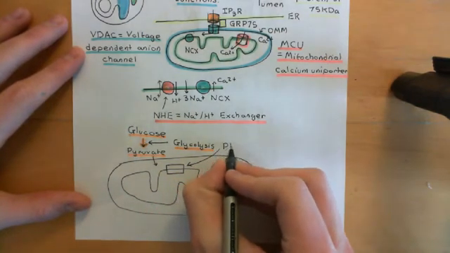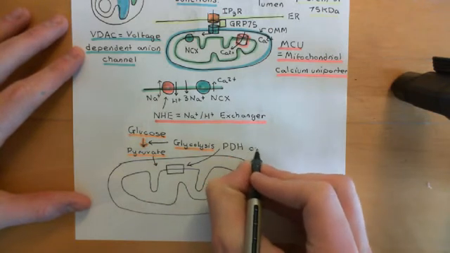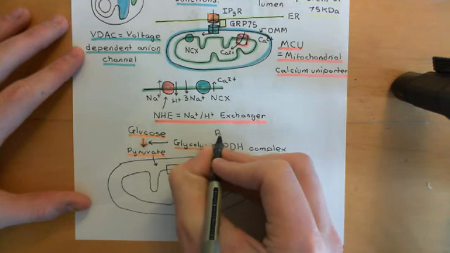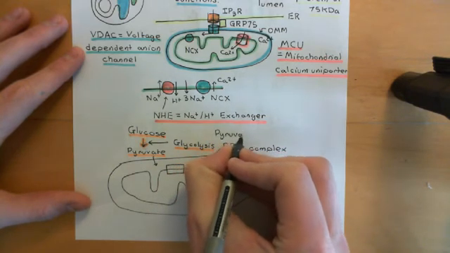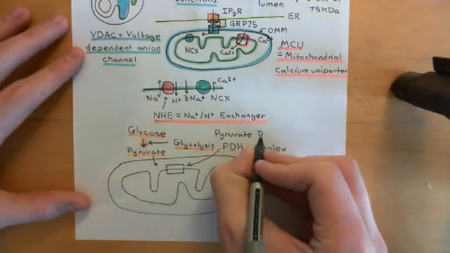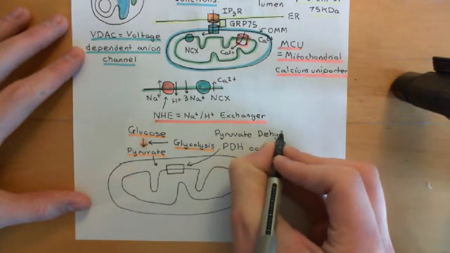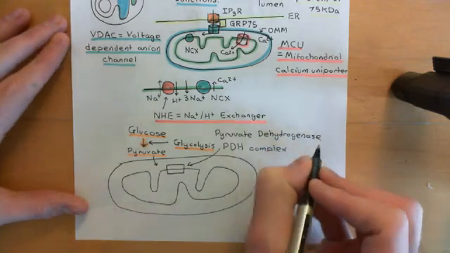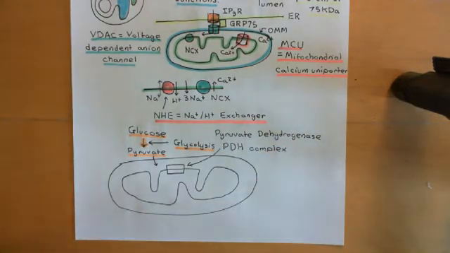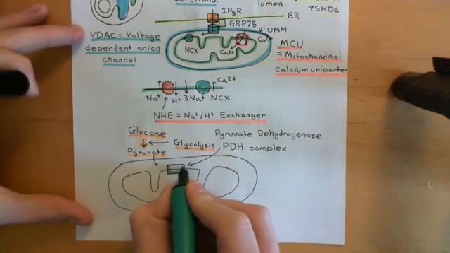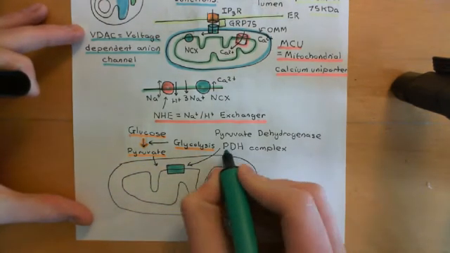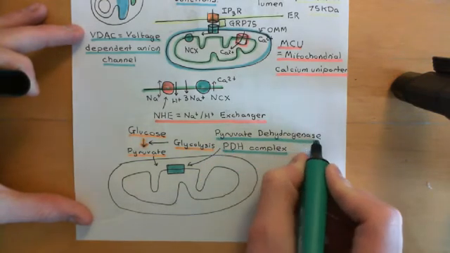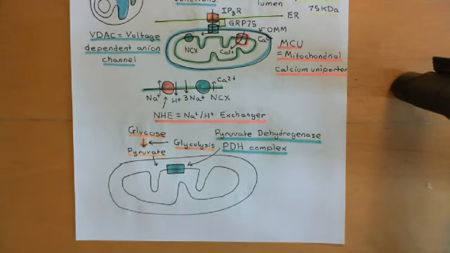So this is the PDH complex represented here, and this stands for pyruvate dehydrogenase. The P is for pyruvate, and the DH is for dehydrogenase. Now the pyruvate dehydrogenase complex is not just one protein, it is a massive great complex of loads of proteins all stuck together, and it's going to move the pyruvate into the matrix of the mitochondria.